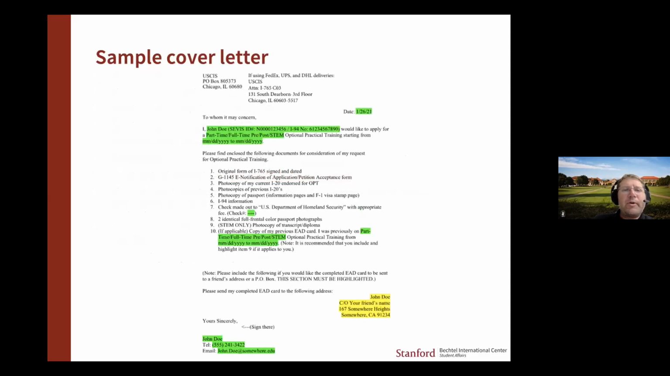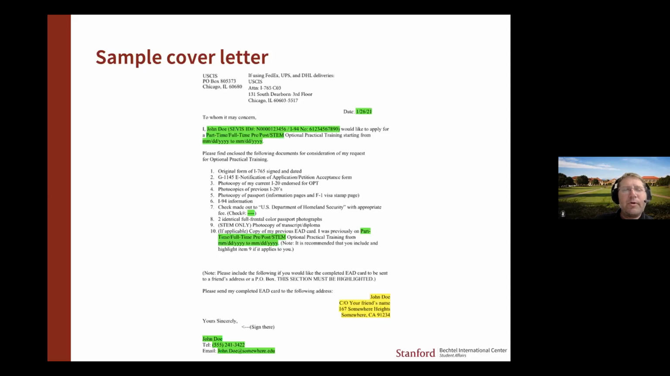So on our USCIS checklist, we do have a sample cover letter, and this is what it looks like. You're going to include the address that you're mailing your application to, the date, your name, your CVIS ID number, that I-94 number from your most recent entry to the US, that you're applying for full-time, post-completion, post-optional practical training, and what your requested start and end dates are.